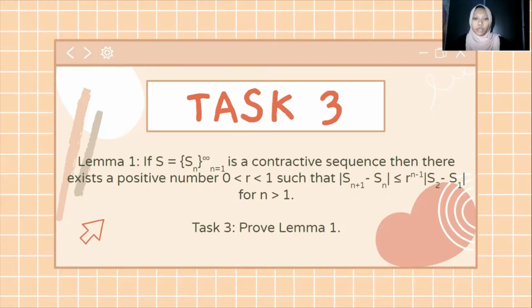So task 3 requires us to prove lemma 1, which is, if S equal to Sn from n equal to 1 until infinity is a contractive sequence, then there exists a positive number R from 0 to 1 such that modulus Sn plus 1 minus Sn is less than or equal to R to the power of n minus 1 modulus S2 minus S1 for n greater than 1.